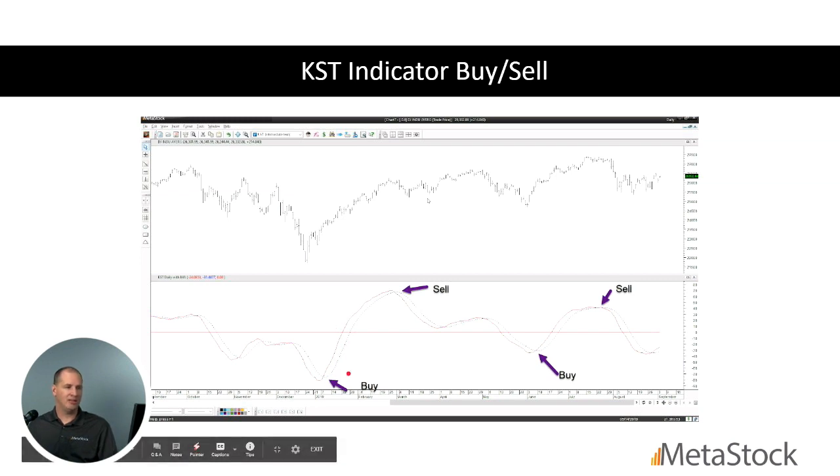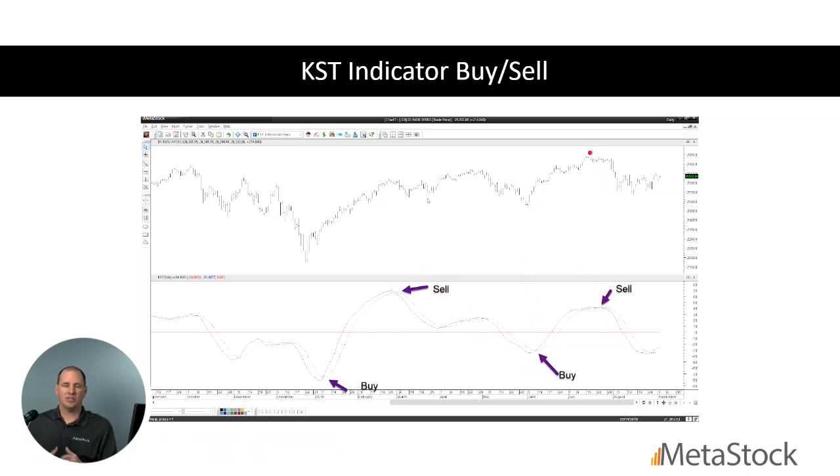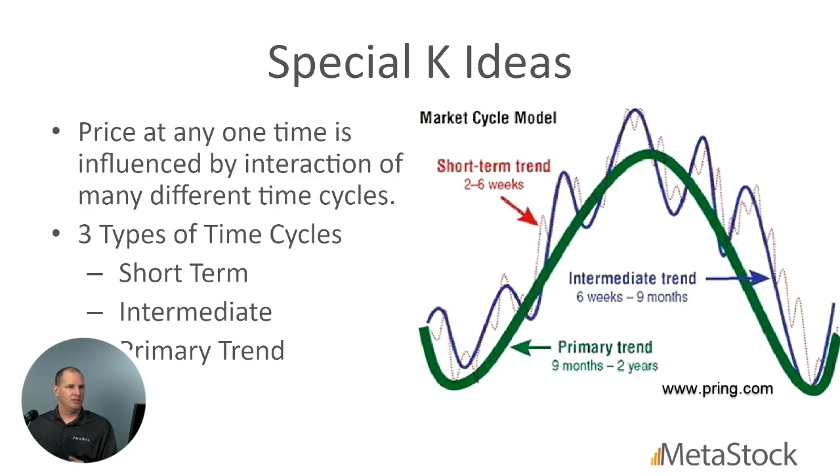So as you can see here, this is the KST, which is built into MetaStock. And you can see the buy and the sell are basically when the KST crosses with the moving average. And it gives very good buy and sell signals on momentum. So it's a very robust indicator. But if you were to want to confirm that and actually even have a more robust view of it, that's where the Special K comes in.